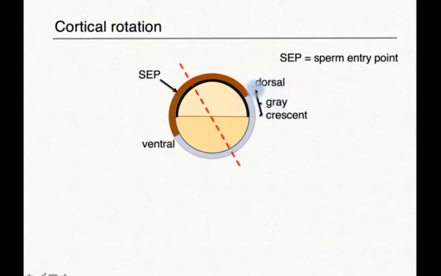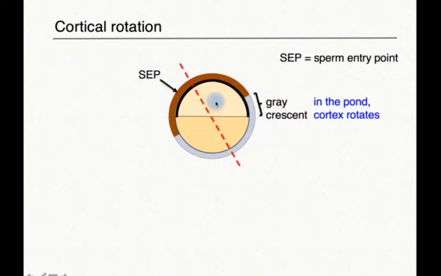And so again, the gray crescent side forms the dorsal side, and the opposite side, on the side of the sperm entry, becomes the ventral side. Now this is what would happen. This is what rotation would look like if the egg was just sort of freely floating in a pond.